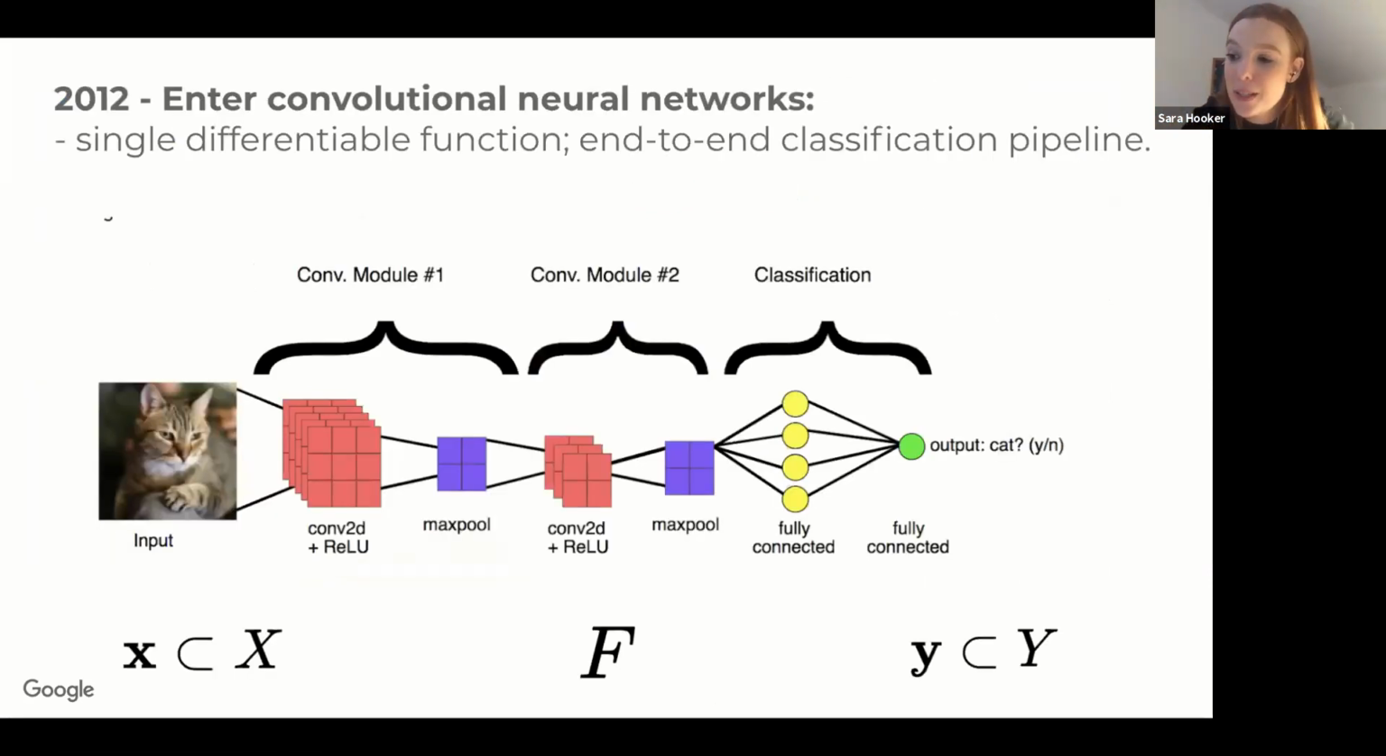But now we're going to talk about 2012, because this is really where convolutional neural networks finally prove themselves empirically. Convolutional neural networks differ from the approaches that we described earlier because it's a single differentiable function, so it's an end-to-end classification pipeline. What that means is that we delegate representation to the model itself in its entirety. In fact, the model learns what to extract in order to arrive at a correct prediction.